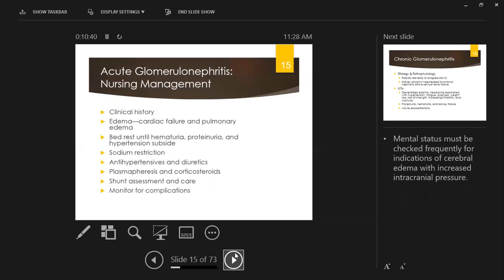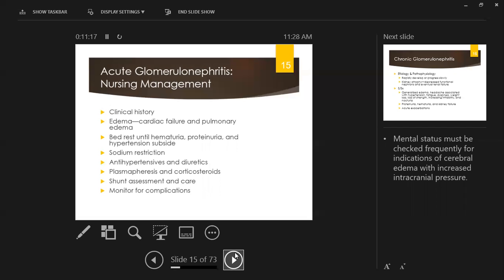Nursing management of acute glomerulonephritis, we'll get a very thorough clinical history. Also assess for edema. Edema can result in cardiac failure and pulmonary edema. So, for retaining fluids, it's very important that we are on high alert for that and we let the doctor know to get some new orders. Put the patient on bed rest and maintain bed rest until the hematuria, proteinuria, and hypertension subside. Also, maintaining that sodium restriction, administering antihypertensives and diuretics, possibly assisting with the plasmapheresis process, and administering the corticosteroids to reduce inflammation and the immune response.